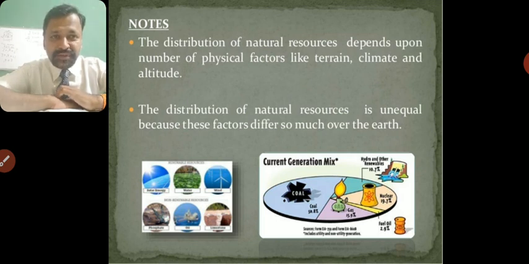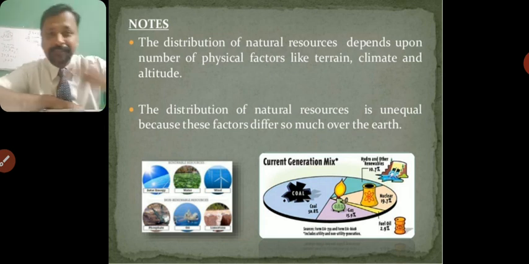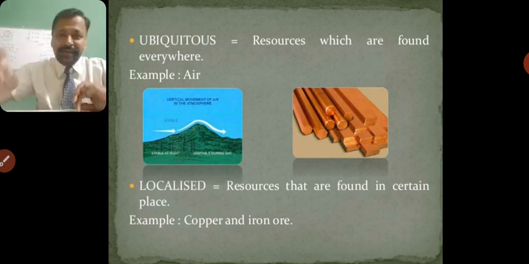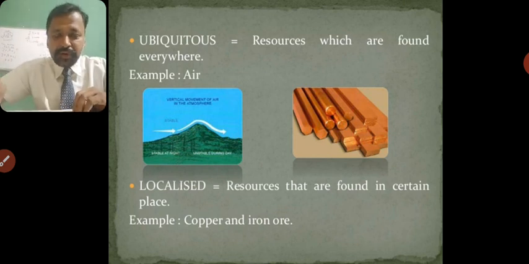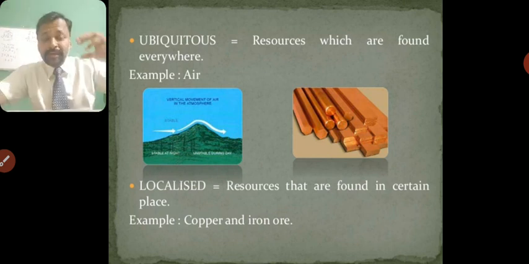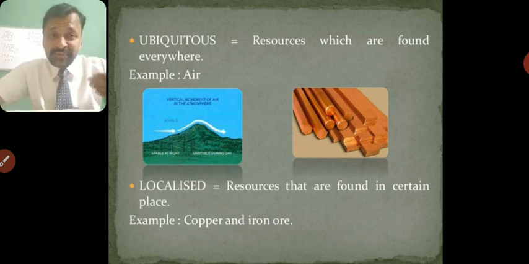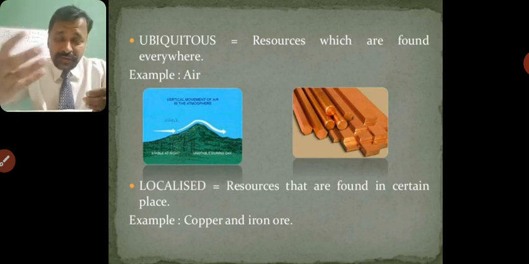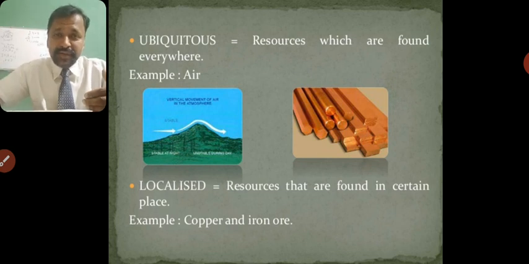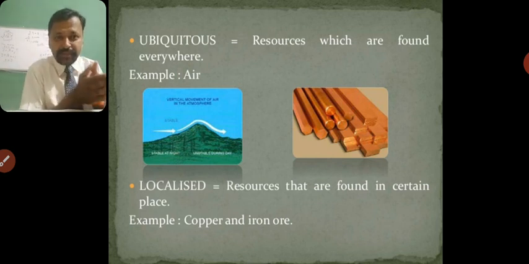Note: the distribution of natural resources depends upon a number of physical factors like terrain, climate and altitude. Now I think we have discussed all the topics about how natural resources can be classified: on the basis of origin, abiotic and biotic; on the basis of stock, renewable and non-renewable; on the basis of distribution, ubiquitous and localized. So we have seen this in detail.